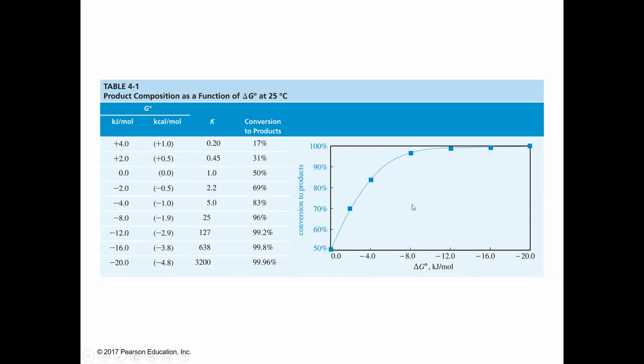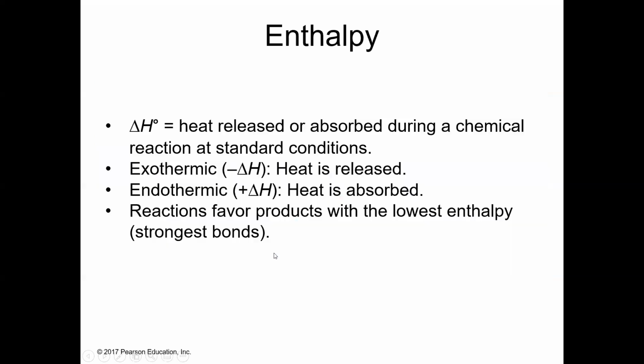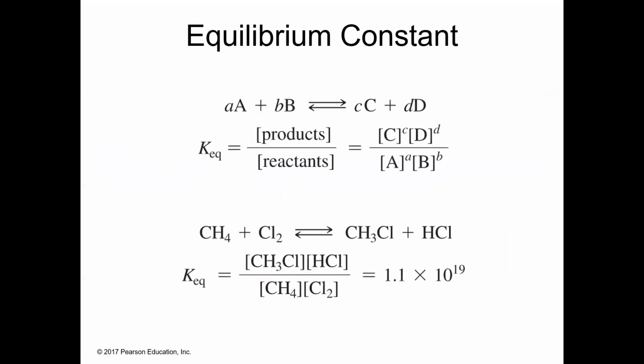As delta G gets more negative, then we have a greater conversion to products. Okay, so if delta G, for example, is negative 20, we have almost 100% conversion to products. Okay, I haven't done the calculation, but if KEQ is 10 to the 19th, that tells us that our delta G should be a really large negative number. Okay.